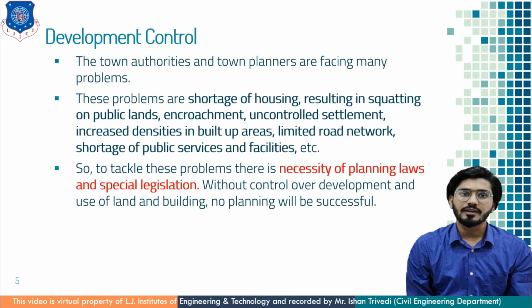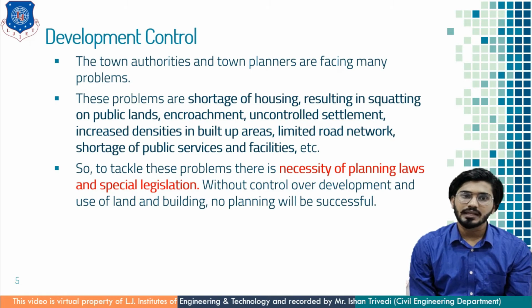Now understand development control. While designing or planning the town, various authorities are involved. The town planners from various departments and specializations gather and think about each and every component which is essential for town planning. At a certain level, they may face many problems. These problems are shortage of housing, and in the future there may be chances of squatting on public land, encroachment, uncontrolled settlement, increase in density in the built-up areas, limited road network, and shortage of public services and facilities. So, these would arise in the future.